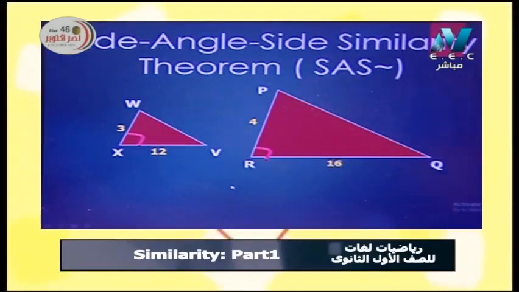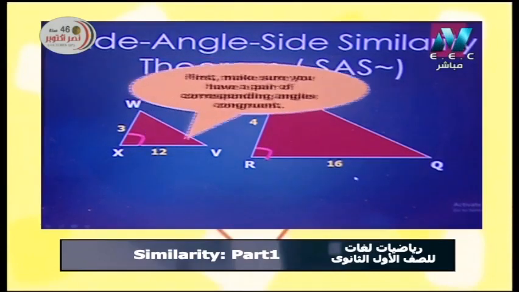Yes, we have here another condition to similarity of two triangles, side angle side similarity. We have here SAS. Look at these two triangles. We have measure angle X equal measure angle R, and we have XW proportional to RP, which is 3 over 4, and XV is proportional to RQ, because they are 3 over 4.